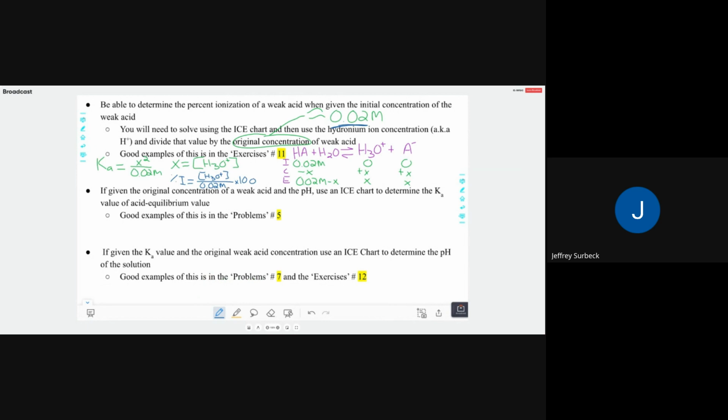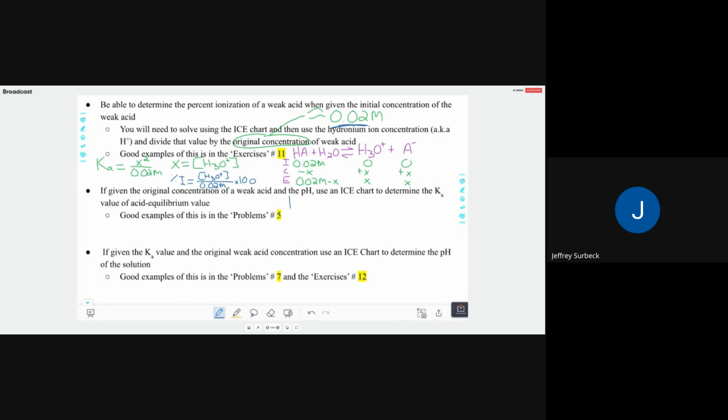Next ice chart, we want to find the pH. So what value in our ice chart are we going to have to use or have to find to get to our pH? H3O plus, perfect, right?